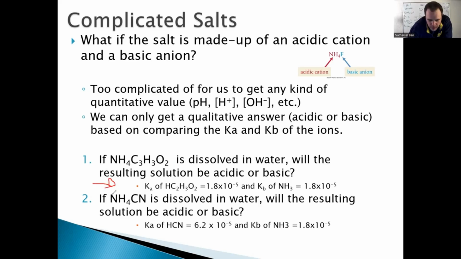Let's look at number 2 for an example. Again, a complicated salt. That's an acidic cation. That's a basic anion. So what does that mean? Well, if we go down here and look up the Kas, HCN has an acid dissociation constant of 6.2 times 10 to the negative 5th, and NH3 has a Kb of 1.8 times 10 to the negative 5th. But I actually need cyanide's Kb. So I want to know what cyanide's Kb is. And I need ammonium's Ka. What's the Ka of ammonium?